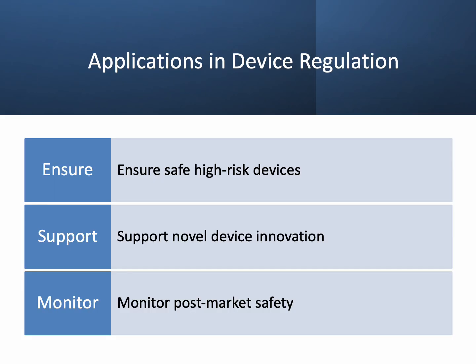Following databases, let's examine applications of advanced regulatory strategies in U.S. medical device regulation. Regulations ensure safe high-risk devices, like pacemakers, through PMA and QS requirements. They support novel device innovation, like AI diagnostics, via de novo classification. Post-market safety is monitored through MDR and PAS, ensuring ongoing device reliability. For example, a new AI tool like OsteoDetect uses de novo for market entry.